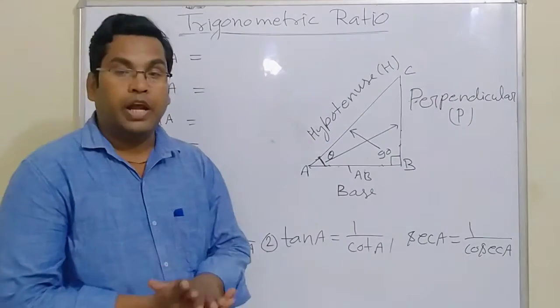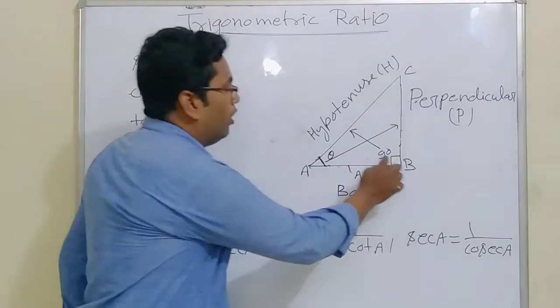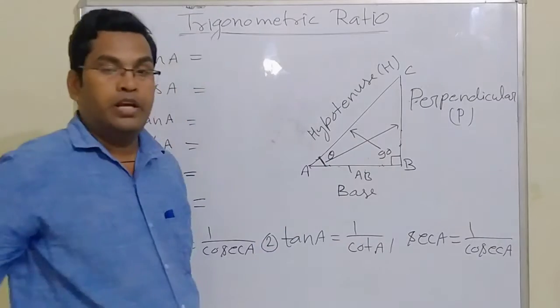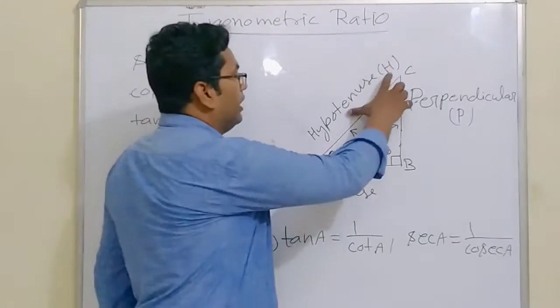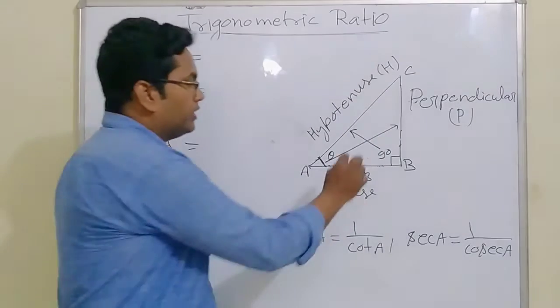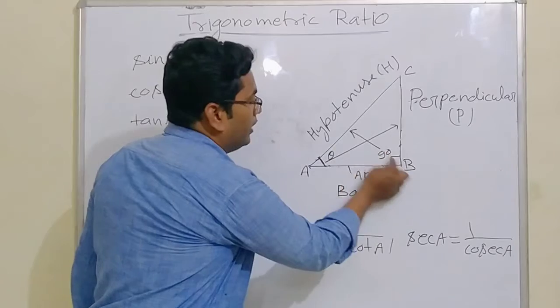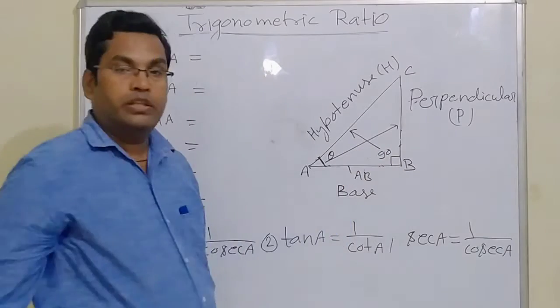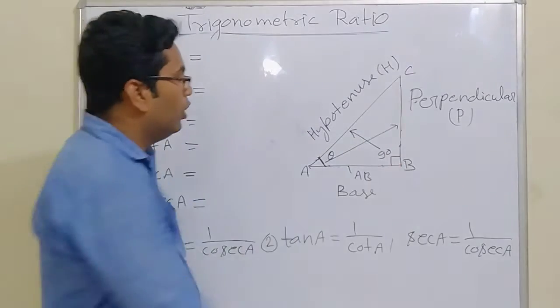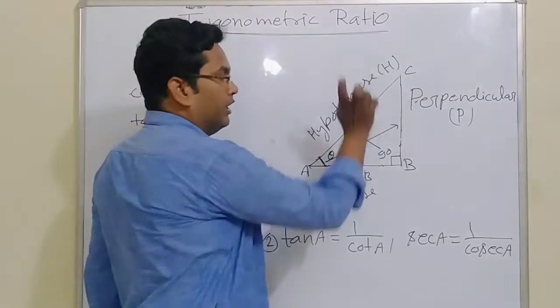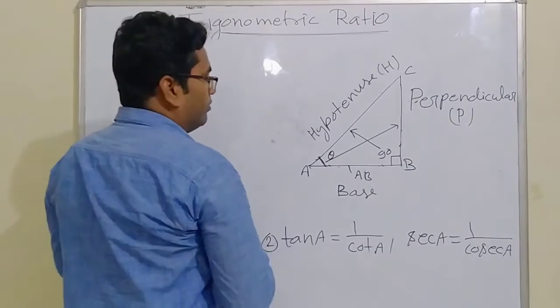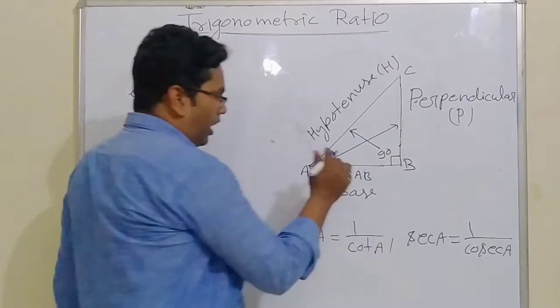Hypotenuse is the side which is in front of the 90 degree angle. That means AC is the hypotenuse, which is in front of the right angle. This is 90 degrees, so the hypotenuse is AC. And one is perpendicular and one is base.